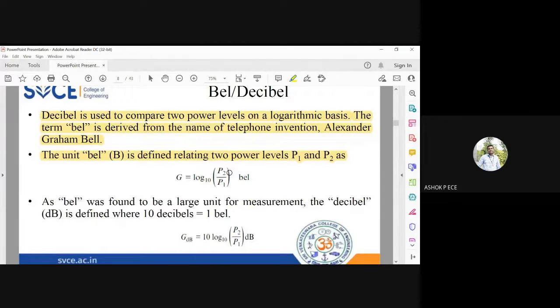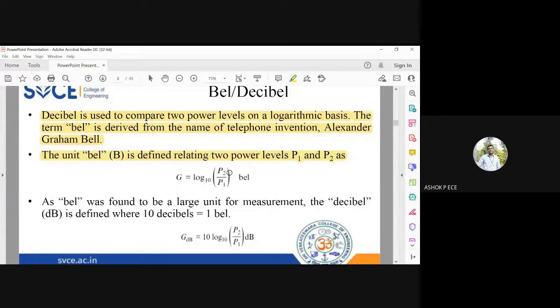So usually log will be natural log, which you call ln. It is logarithm to the base e. But here in all decibels, we will be taking logarithm to the base 10. So converting a normal number into Bell, I'll be using log to the base 10.